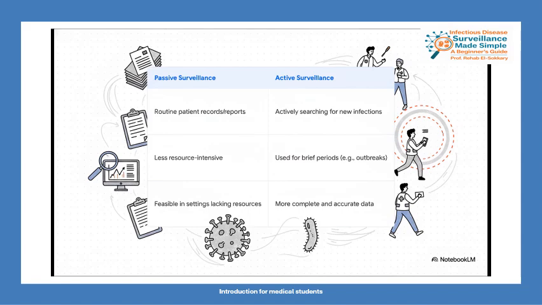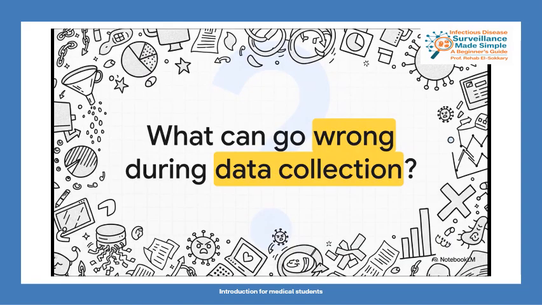On the flip side, you've got active surveillance. This is when a team literally goes out and hunts for cases. It's way more accurate, and it's perfect for things like outbreak investigations, but it's also much more demanding on your resources.